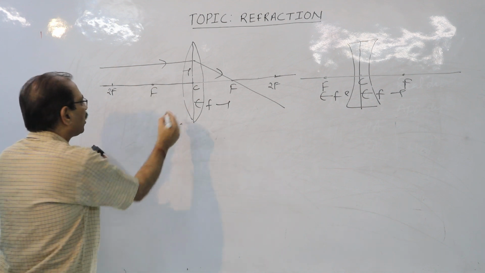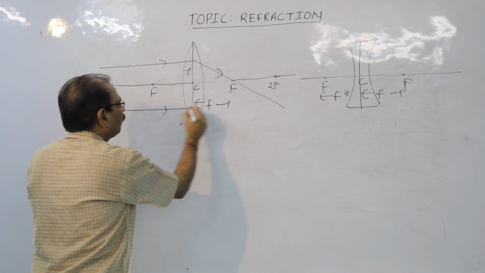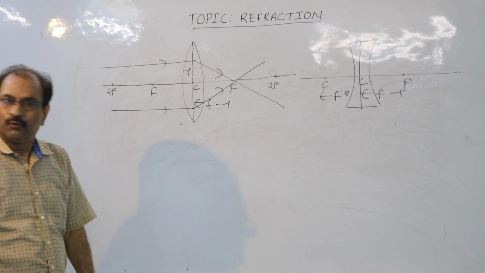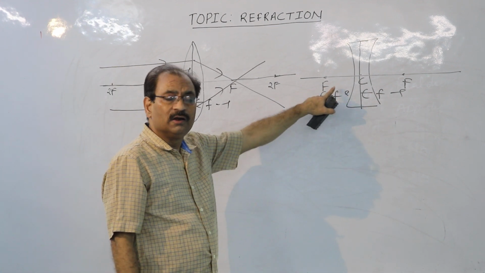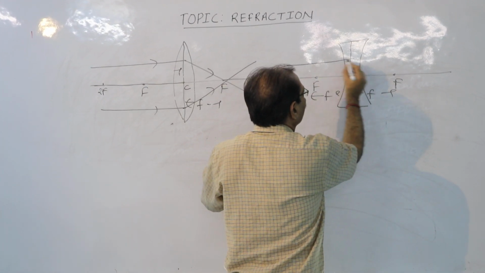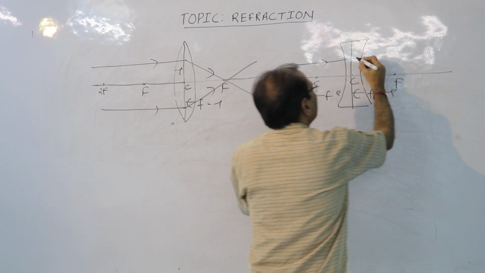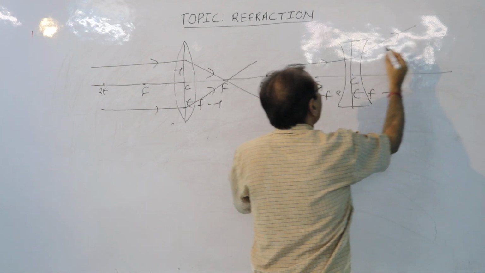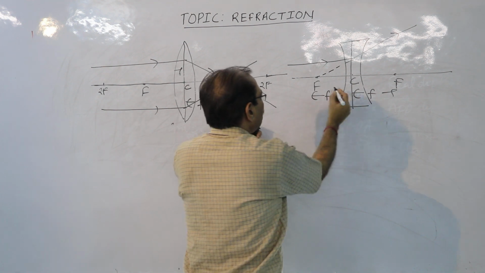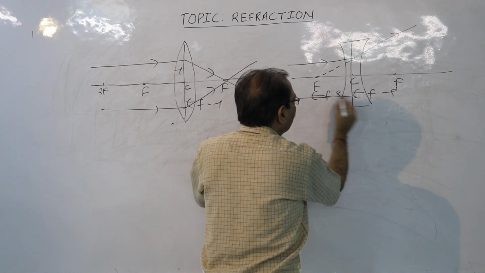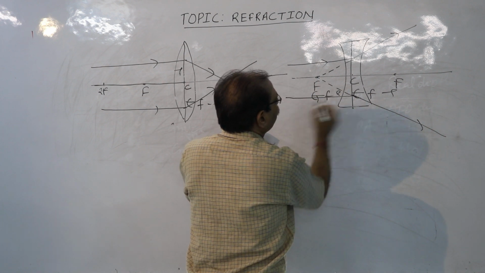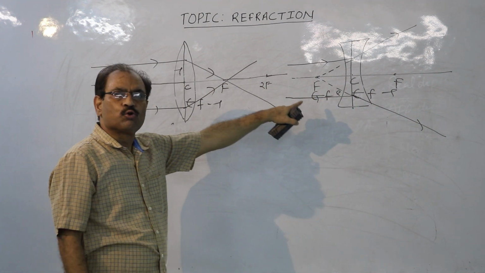You can even take the ray from here. After the refraction, it will go in this manner. This becomes rule number 1 forever. What will happen in the case of a concave lens? If you take an incident ray parallel to the principal axis, it will bend in this manner and it will appear as if it is coming from the principal focus. If you take an incident ray here, it will bend in this manner and it will appear as if it is coming from here. This is rule number 1.